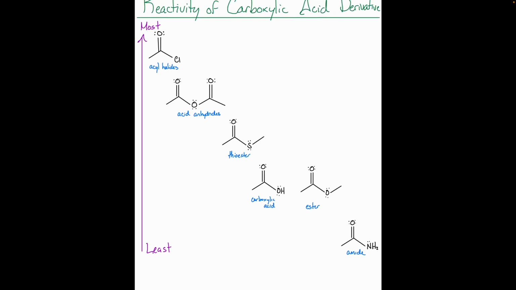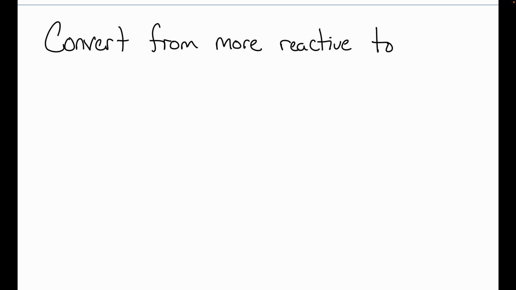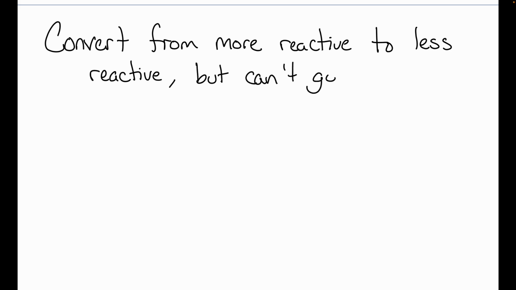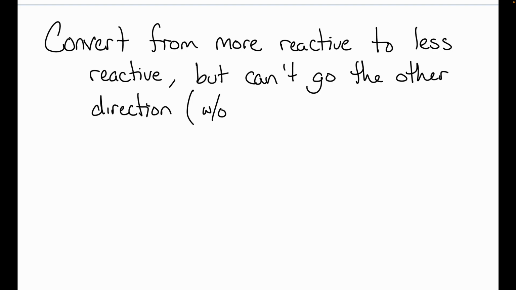Okay, so why did we bother ranking these on this little scale here? What we're going to see is that we can freely convert from something more reactive to something less reactive. But we can't go the other direction, at least not without a fancy reagent. We are going to learn about one way to go backwards here.